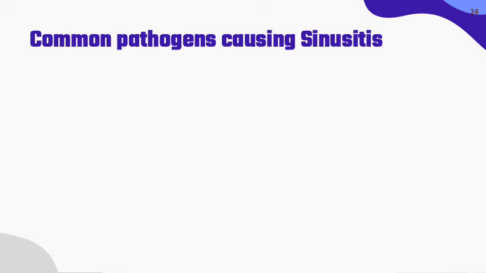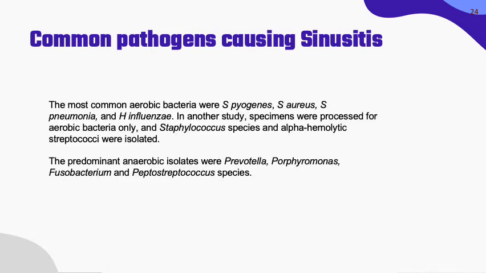Common pathogens causing sinusitis may include both aerobic bacteria such as Strep pyogenes, Staph aureus, and Haemophilus influenzae, but also anaerobic isolates including Prevotella, Porphyromonas, Fusobacterium, and Peptostreptococcus.